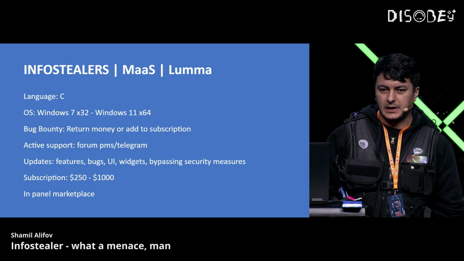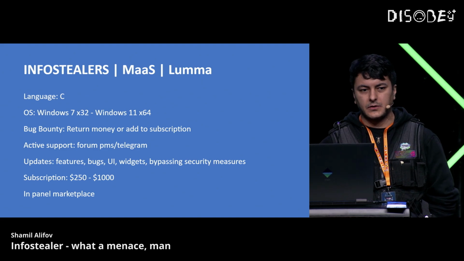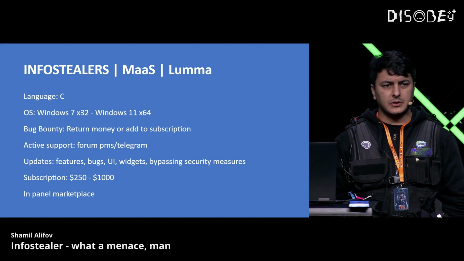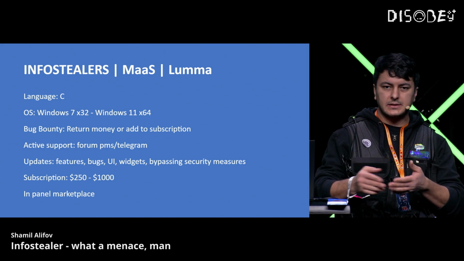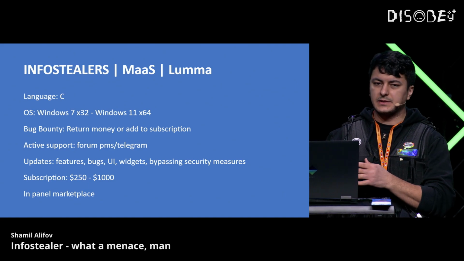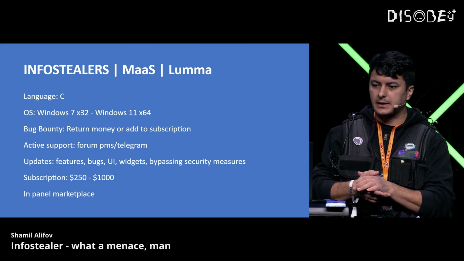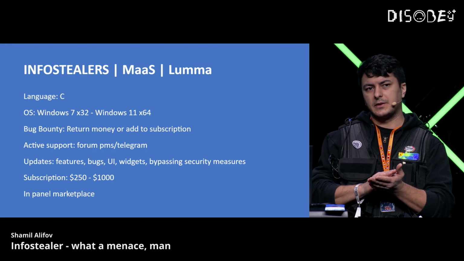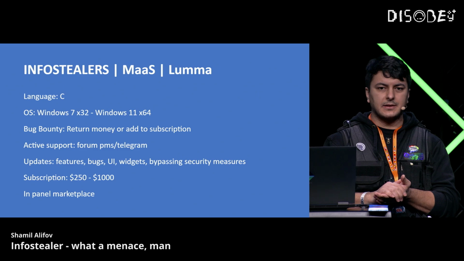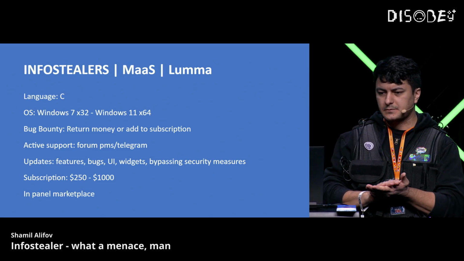Luma is written in C. It targets Windows. They have a bug bounty program where you can return, not you, but whoever buys the license to operate this malware, if they find some bugs, they can get back money, or they will be added some additional time to their subscription.